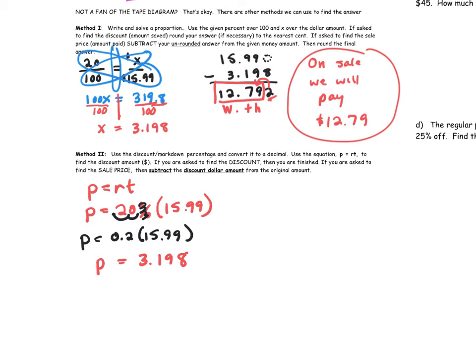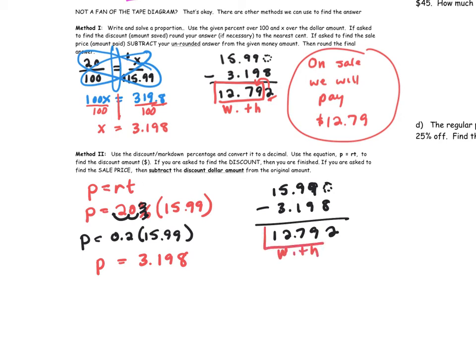But our question asked for the sale price, or on sale. So now we're going to do exactly the same step. We're going to take the original amount of money. We're going to subtract our new discount amount of money that's not yet converted to money. And we're going to get exactly the same answer as we did up above. And then our final step, once again, is going to be to round this. Regardless of what method you use, you're going to have to round this. So we're going to get exactly the same answer. We're going to pay $12.79 on sale.